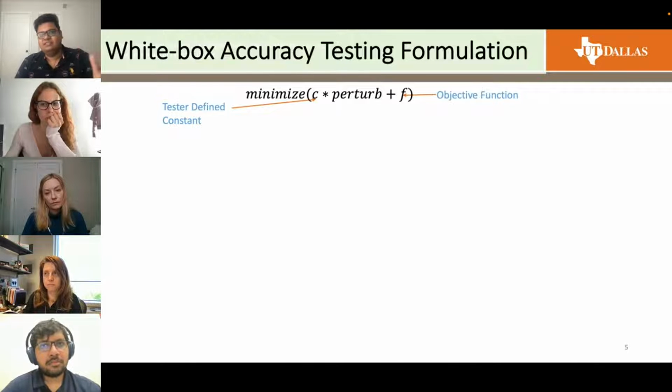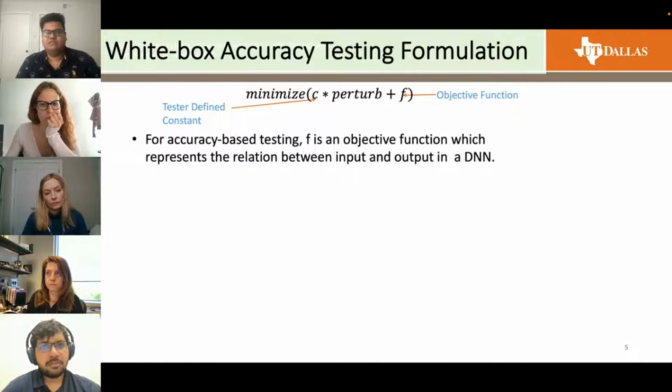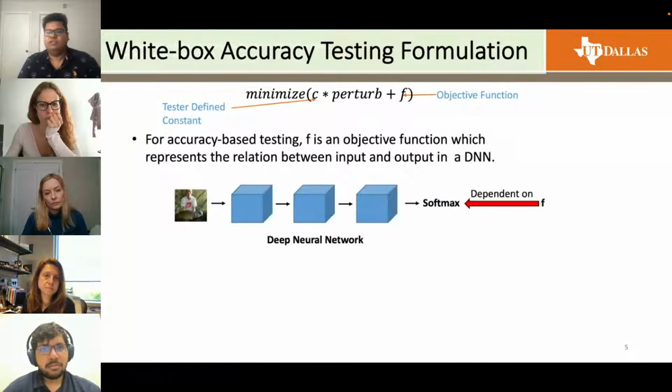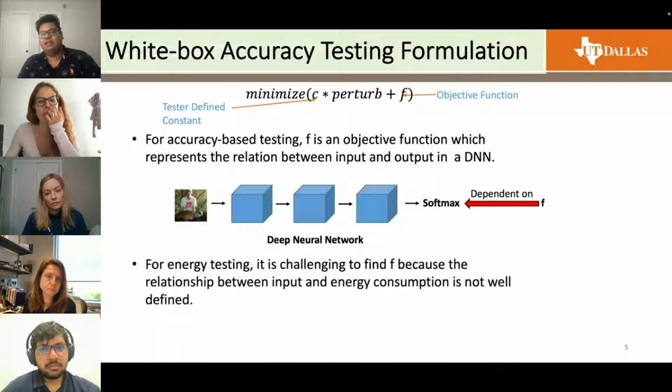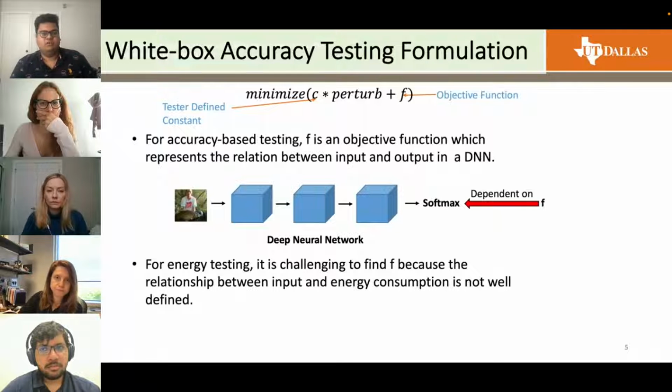There is a C which is basically defined by the tester. Now the objective function for accuracy-based testing represents the relation between the input and output of the DNN, more specifically the input and softmax layer of the DNN. But the problem with energy-based testing is we do not know the relationship between input and energy consumption very clearly. So we need to define that first.